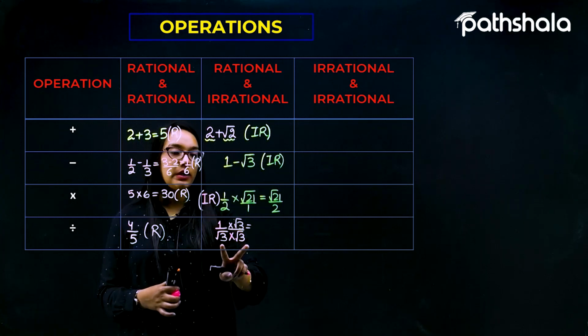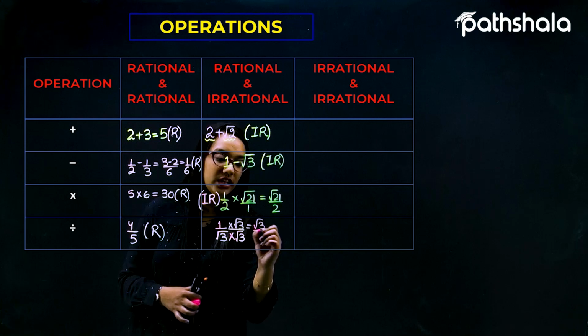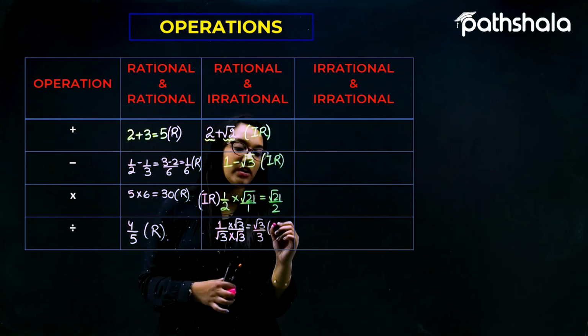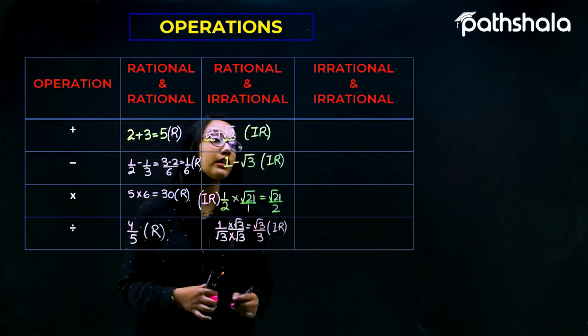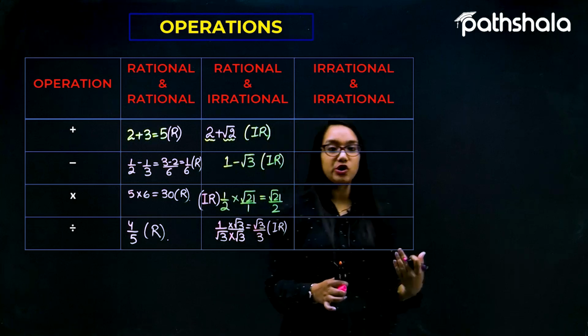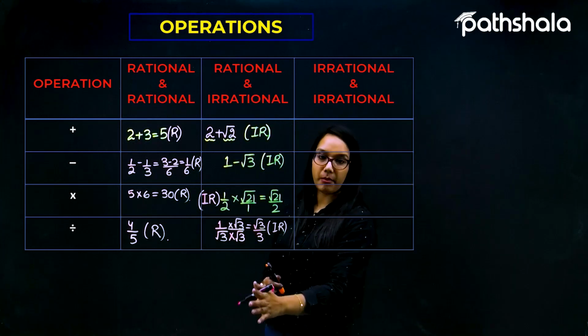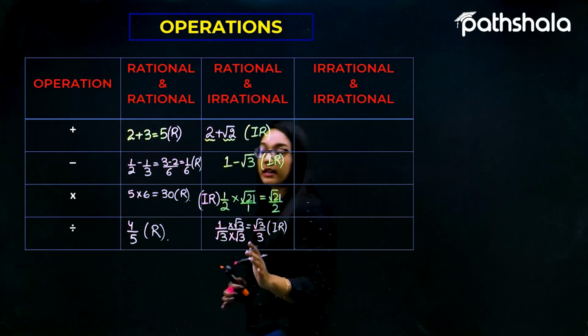Such a process is called rationalization. So this is nothing but 1 into square root 3, which is 3. Root 3 into root 3 is nothing but 3. But again, this number is definitely an irrational number. So it says that the addition, subtraction, multiplication and division of any rational and irrational always results in an irrational number.